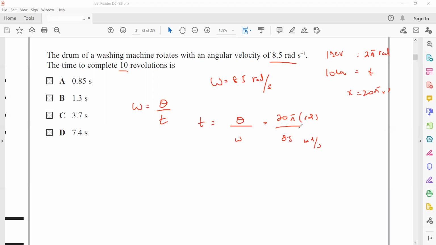So it will be 20 multiplied by 3.14 divided by 8.5, which is equal to 7.38. So the time it will take is 7.38 seconds, which is approximately equal to 7.4 seconds. So these answers have approximation. That's why D is the right answer.